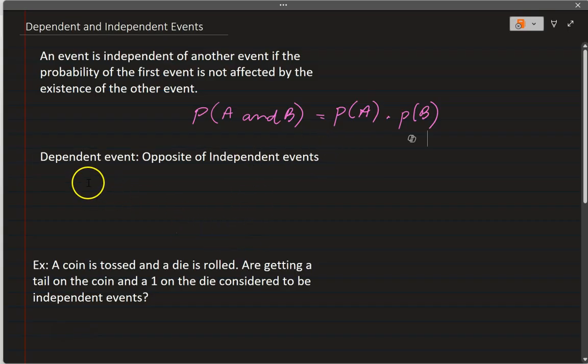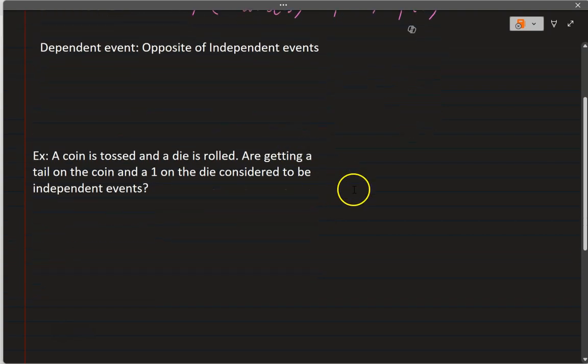Now, what is a dependent event? Well, it's the opposite of independent events. If the existence of the other event influences the probability of the first event or vice versa, that means we have a dependent event, and that's a different kind of calculation that we have to deal with. Now, let's go through an example, and that makes it more clear.